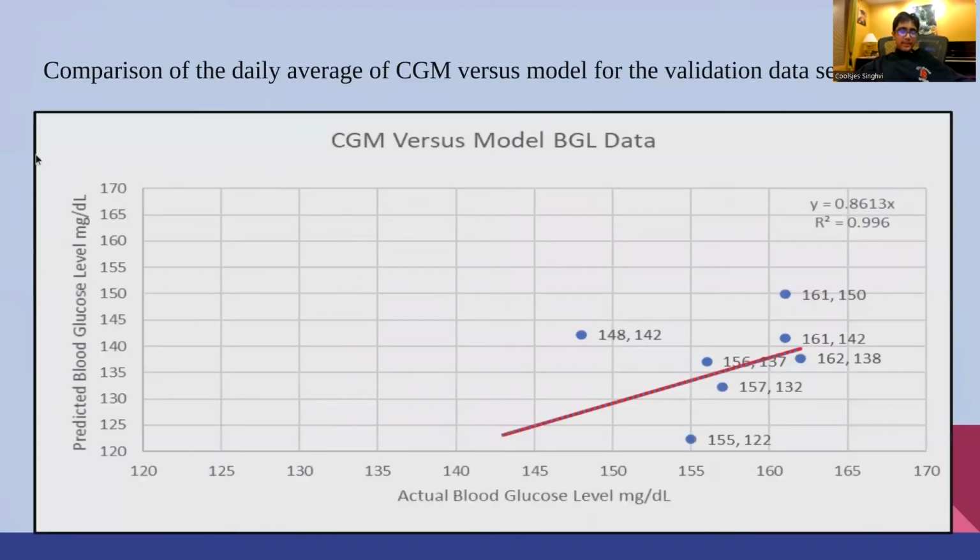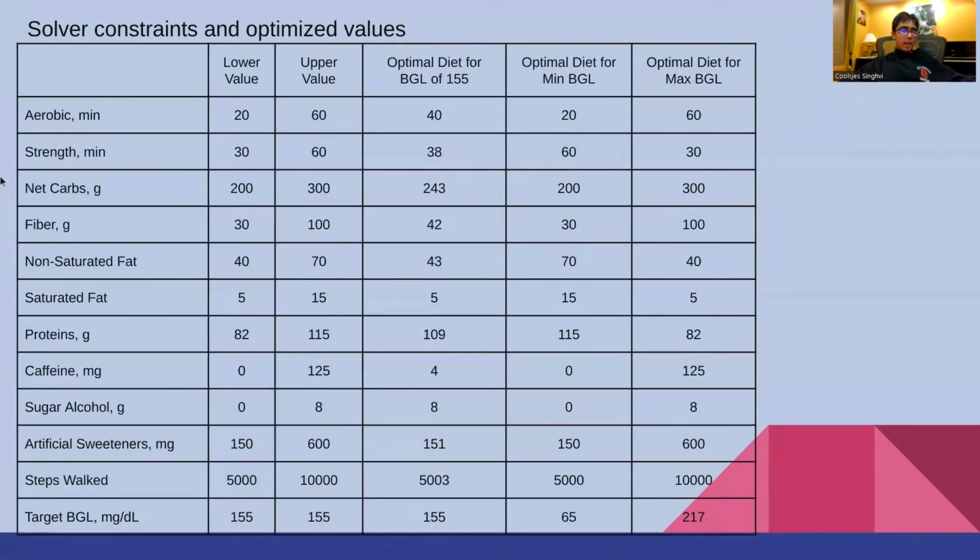Here's the comparison of the daily average of the continuous glucose model versus the model for the validation data set. As you can see with the points, the R squared value comes out to be 0.996, the highest ever achieved. Here's the solver setup in Microsoft Solver, with constraints and optimized value. Here is the minimum and maximum values recommended by the CDC and American Diabetic Association. Here is the one optimized for a blood glucose level of 155, and here's the minimum and maximum achievable.